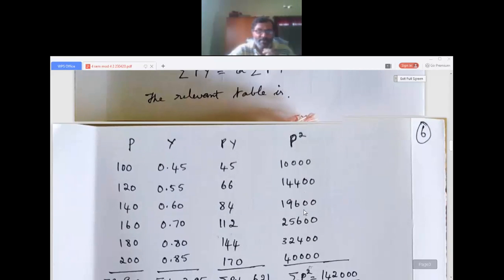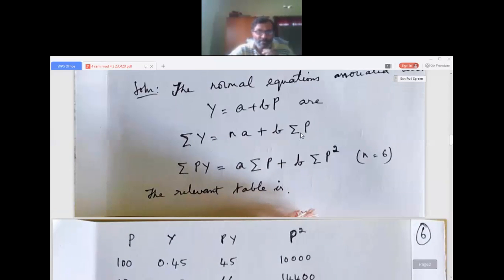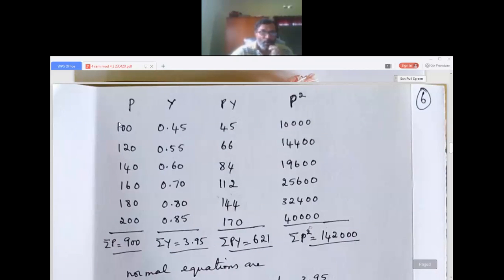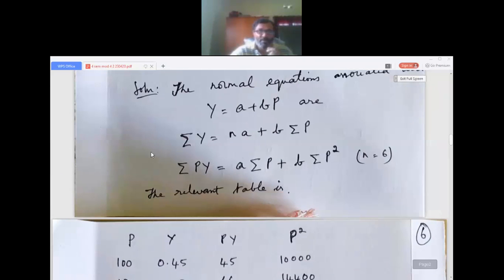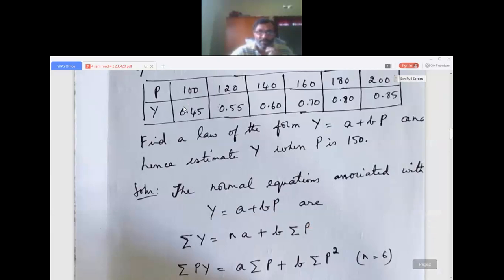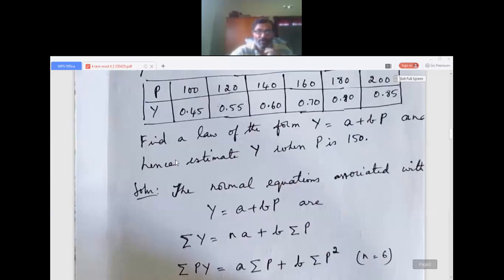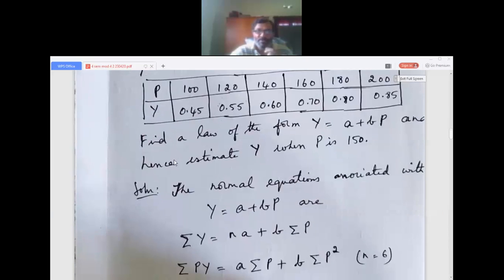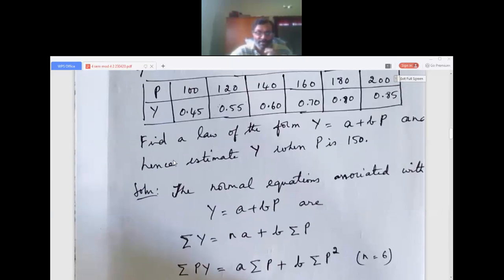So now we write the relevant table. In the table we need sigma P, so P, sigma Y, so Y, you need sigma Py, so Py, and you need sigma P squared, so you need P squared also. The P values given in the question table are 100, 120, 140, 160, 180 and 200, and the Y values are also given: 0.45, 0.55, 0.60, 0.70, 0.80 and 0.85.